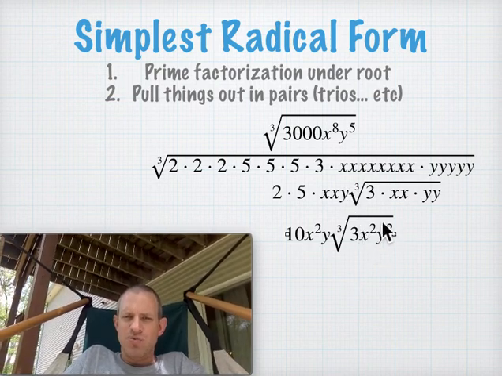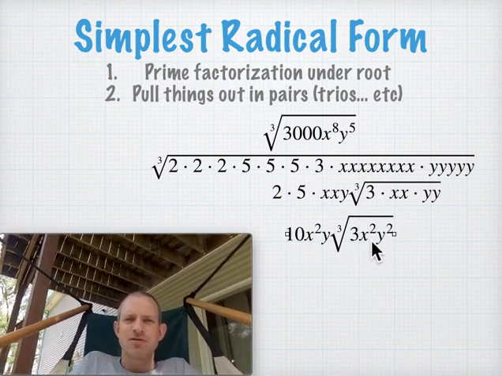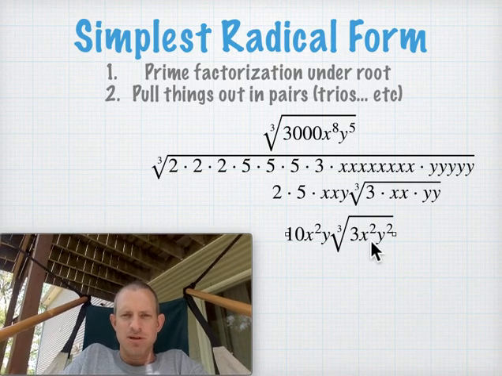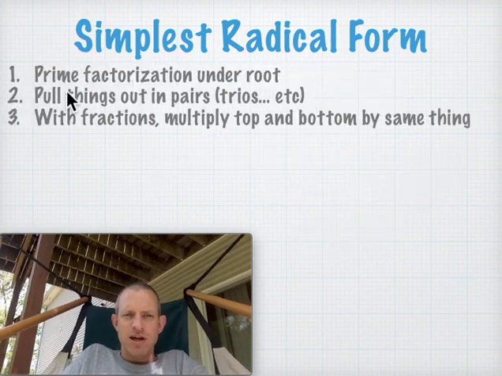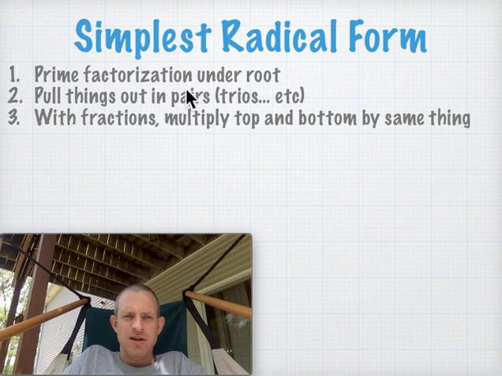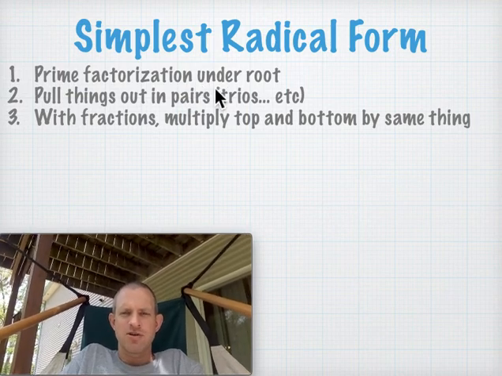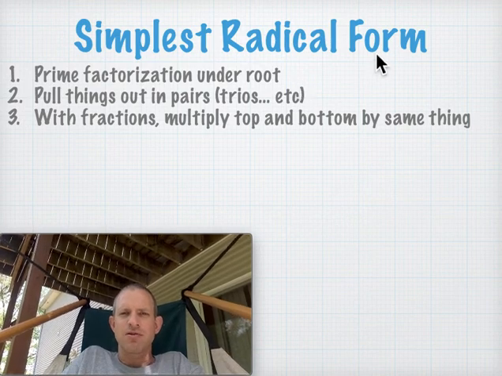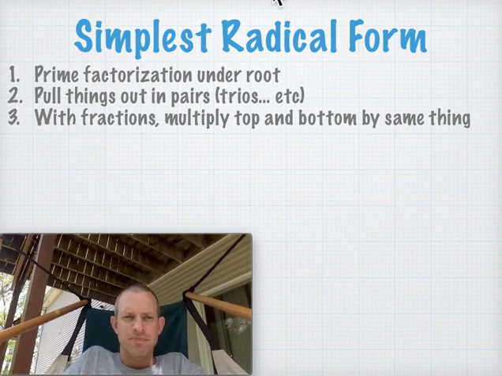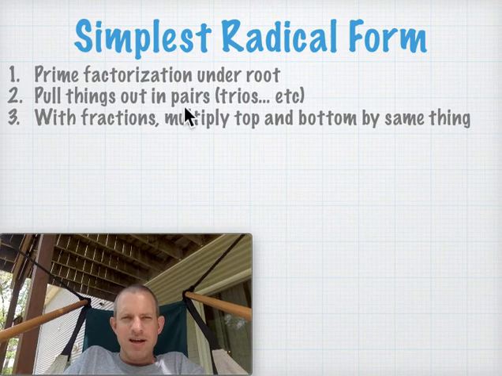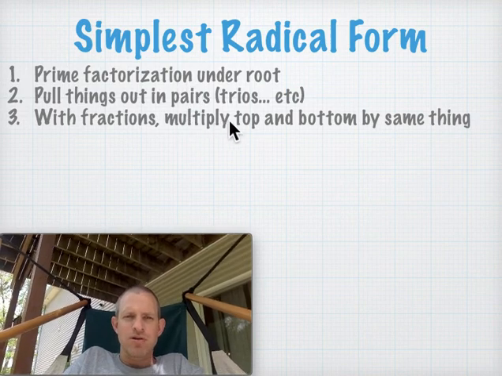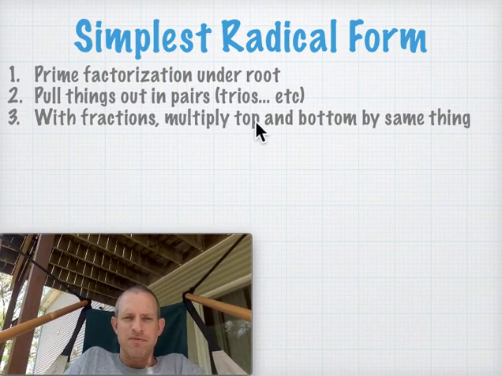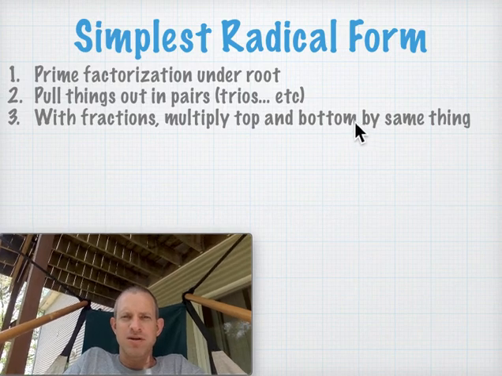The idea is what's under the radical is as simple, as small as it can be. One quick variation in that: if there is a fraction, you can't have a fraction under a radical, and you can't have a radical under a fraction. So the basic idea is kind of the same steps, but at some point you have to multiply the top and the bottom of the expression by the same thing.